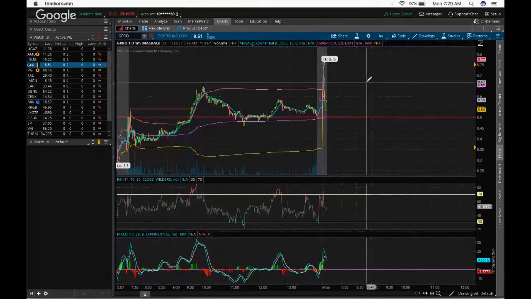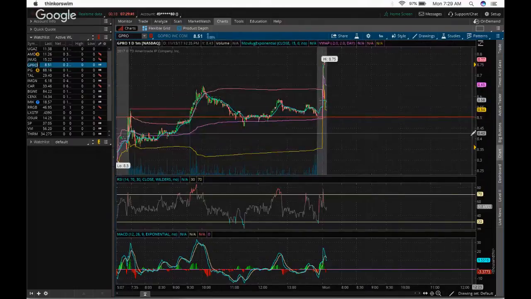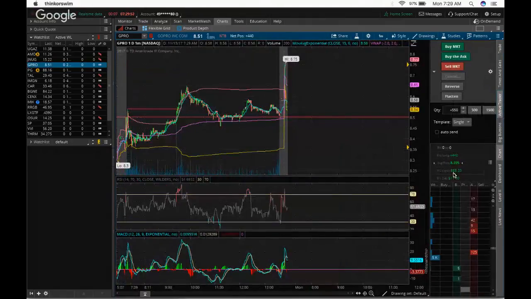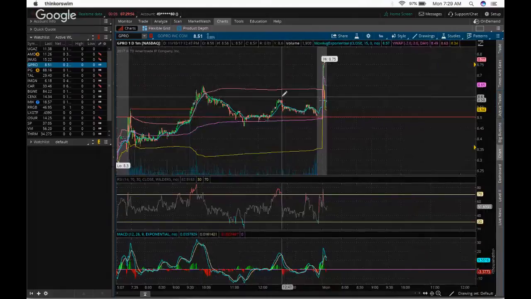GoPro is one that I traded and was up on. Right now it is at 8.58. I'm going to be adding a little bit more to my position once it breaks above. I'm going to add about $2,000 more once it breaks above $9, if I'm not mistaken. I am up a little bit, not much though, almost $70, but we'll have to follow up with it.